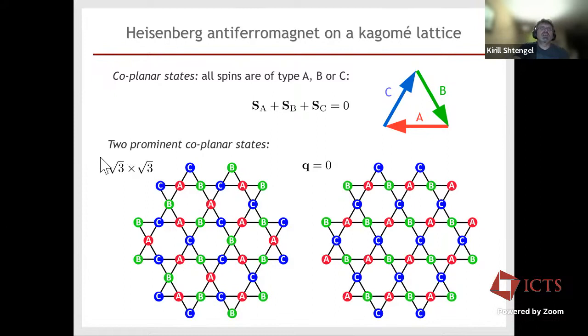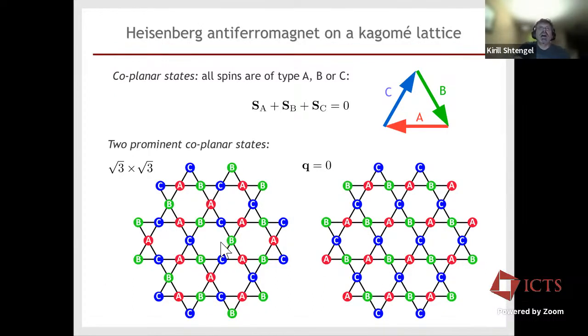On the other hand, there is another prominent coplanar state, and that one is known as root 3 by root 3, and it also refers to the Q, the unit vector or the translation vector that corresponds to this particular pattern. What is special about this pattern is now you can check that, for example, upward-looking triangles look differently. You can just trace three neighboring triangles and you see that they're all different. But what is special about this state is that if you stare at any hexagon of the lattice, you see that a hexagon now involves spins of only two colors, whereas in Q equals zero state, every hexagon involves three colors.